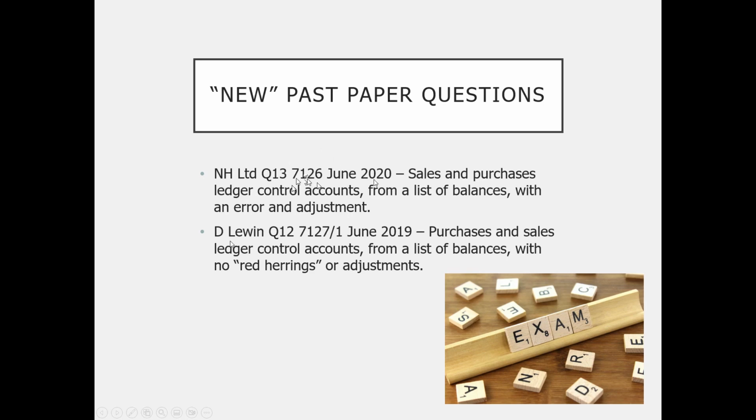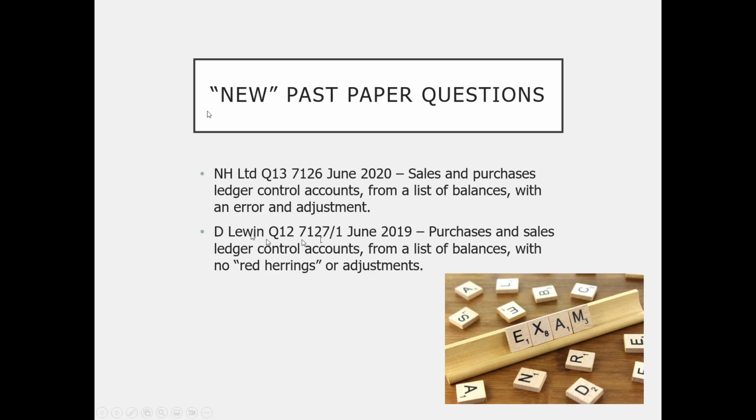It's been discontinued now due to lack of interest, but there are still some papers out there that might be useful material. This is quite a straightforward question in terms of producing sales and purchase ledger control accounts from a list of balances. I don't think there were any red herrings in that one, but you have got an error and an adjustment to consider there. So hopefully I might get a chance to record a video on how to do that one. So look for that separately.